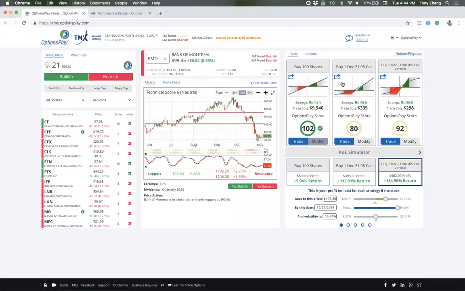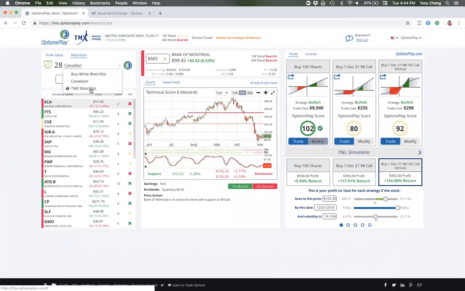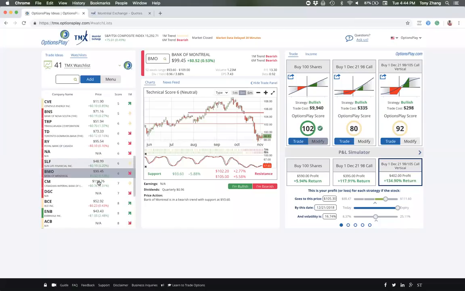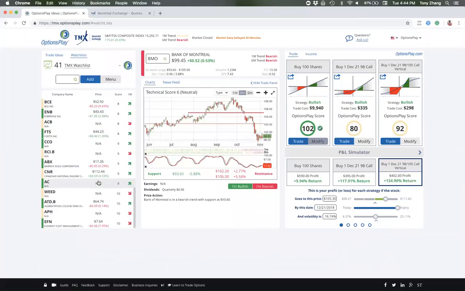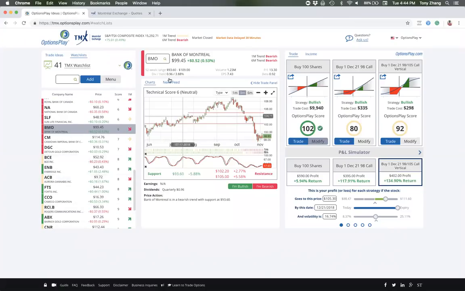Because when you look at a trading platform every morning, you want to say, what symbols should I pay attention to? We have fresh, bullish, and bearish ideas for you, scanned for you every single day. You have watch lists so that you can keep tabs on the stocks that you want to pay attention to, and we even have pre-built watch lists for you with some popular Canadian stocks, so you can quickly take a look at what's going on with the big names in Canada.